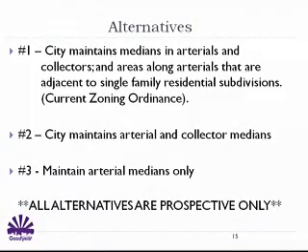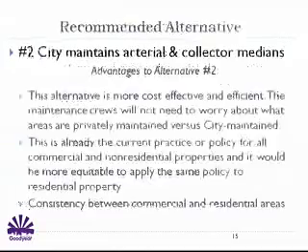The first alternative is basically to do nothing. We would do things exactly the way they are written in the zoning ordinance. The only difference is that we would remove it from the zoning ordinance and place it in Chapter 10 of the City Code. Number 2 is that we just maintain arterial and collector medians. And number 3 would be that we maintain arterial medians only. I point out at the bottom in big bold print, all alternatives are prospective only, meaning for new growth, and I'll define that a little bit more for you 2 slides ahead.